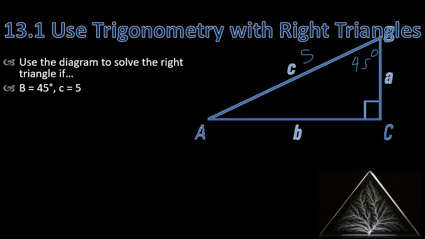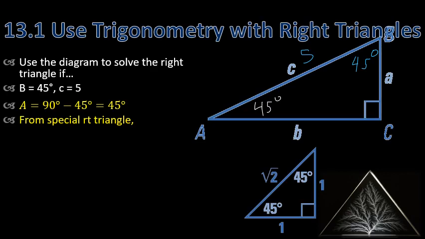Well, since we know two of the angles, the first thing we can do is find angle A. So we can subtract the two acute angles. Should have to add up to make 90 degrees. So 90 minus 45 is 45. That makes it a 45, 45, 90 triangle. So we can use the special right triangle.